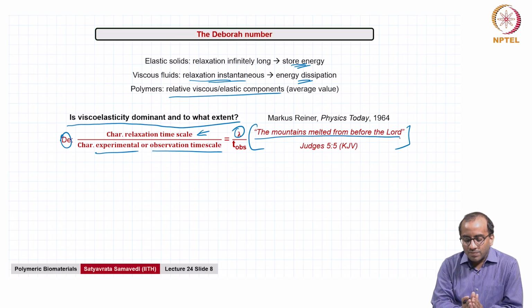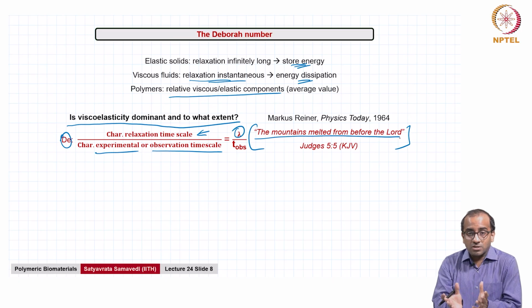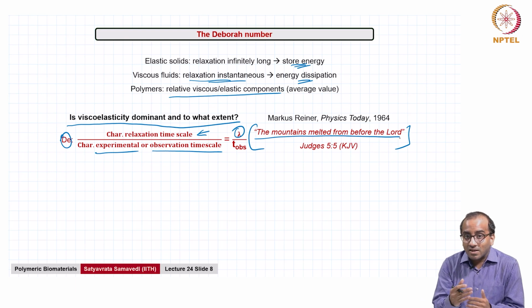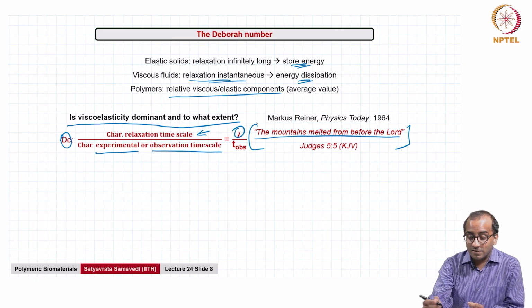What that essentially means is, over geological timescales, over extremely long timescales, mountains can also have fluid-like behavior or can relax. This can be understood based on tectonic activity and so on. So essentially, what appears as a solid rock or a mountain, when observed over extremely large timescales, can relax, right? Can attain fluid-like properties and show relaxation. So that's the inspiration that led Marcus Reiner to come up with the idea of a Deborah number.